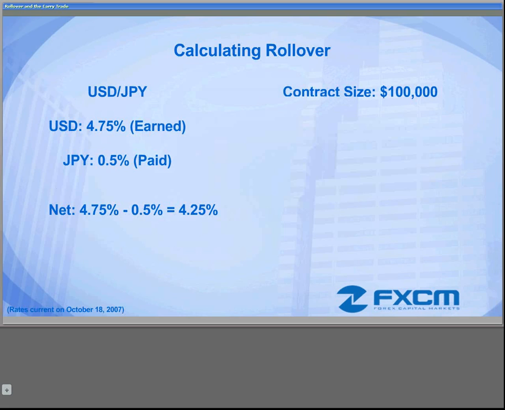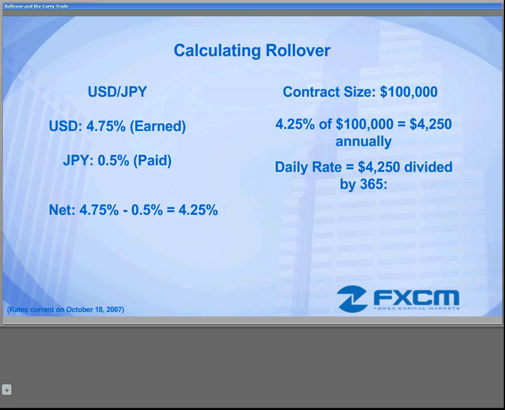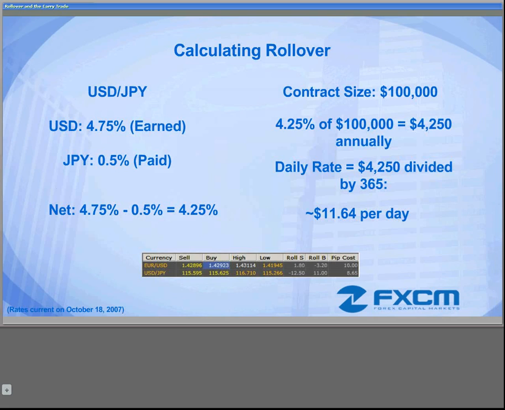Since you bought 100,000 US dollars, which is the standard lot size, you calculate 4.25% of $100,000, which is $4,250. To get the daily rate, all you need to do is divide this number by 365 for the 365 days in the year, and you get about $11.64 per day. You'll see this is very close to today's rollover rate for the US dollar to Japanese yen. There is a small difference because the rollover rate is determined by rates in the international swap market.